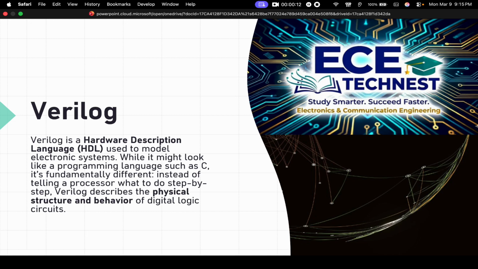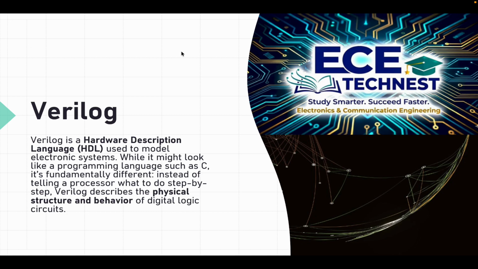Today we are going to dive into the world of Verilog and explore the various operators it uses. Let's start with the basics. What is Verilog? It is a hardware description language, often abbreviated as HDL, which is primarily used to model electronic systems. You might notice that Verilog looks a bit like a programming language such as C.